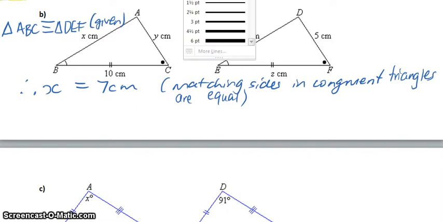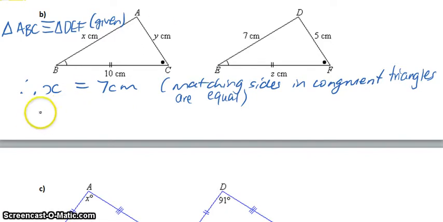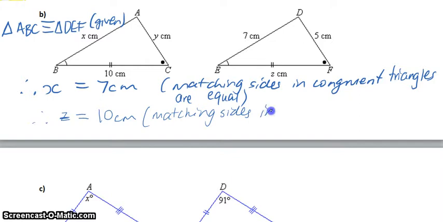I can also say that therefore z is equal to 10 centimeters for the same reason: matching sides in congruent triangles are equal.